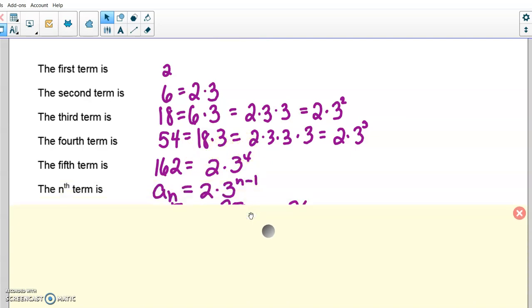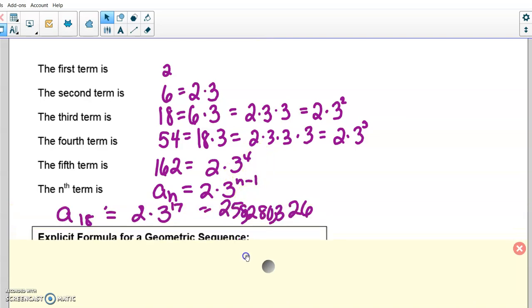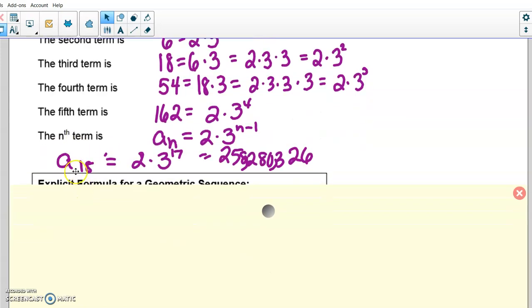This allows us to discover what any term could be. Your answer will always equal your first term, so in this case 2, times your common ratio, which in this example was 3. And notice the exponent is always one number less than the term you're on. On the fifth term, our exponent on our common ratio was a 4. It was like doing 5 minus 1. So let's say we wanted to find the 18th term in this sequence.